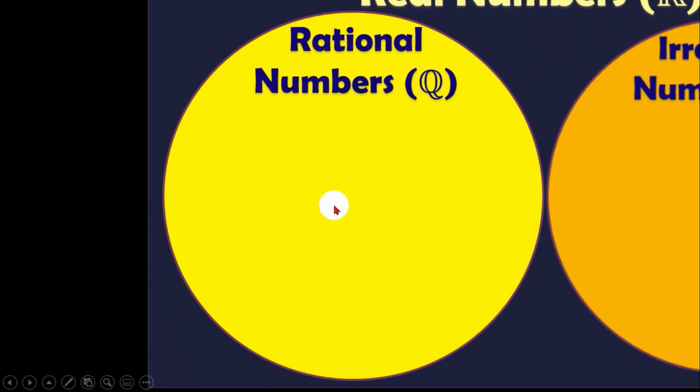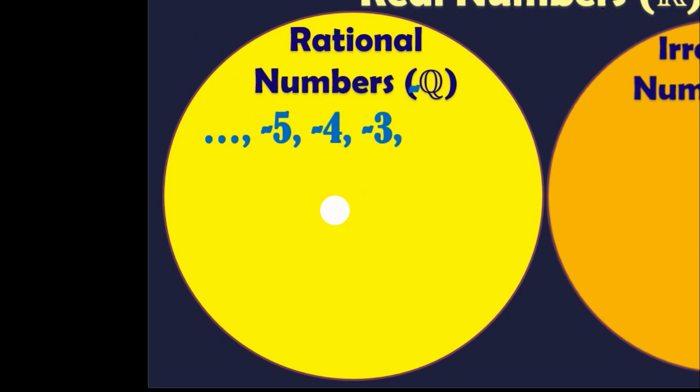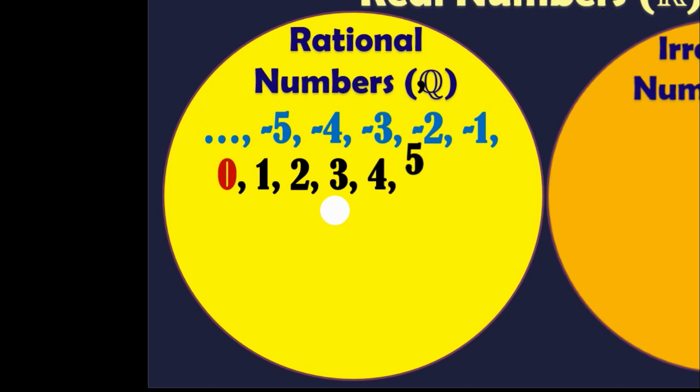Like, say, for example, okay, yan. So yung integers natin kanina, which is negative 5, negative 4, negative 3, negative 2, negative 1, 0, 1, 2, 3, 4, 5, so on and so forth, can be categorized as rational numbers, okay, with our symbol Q.